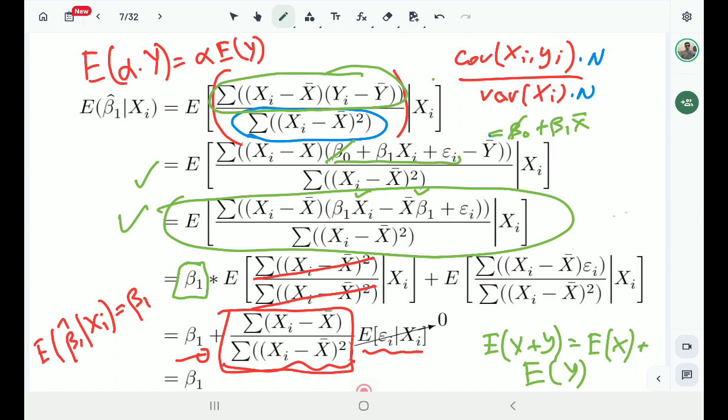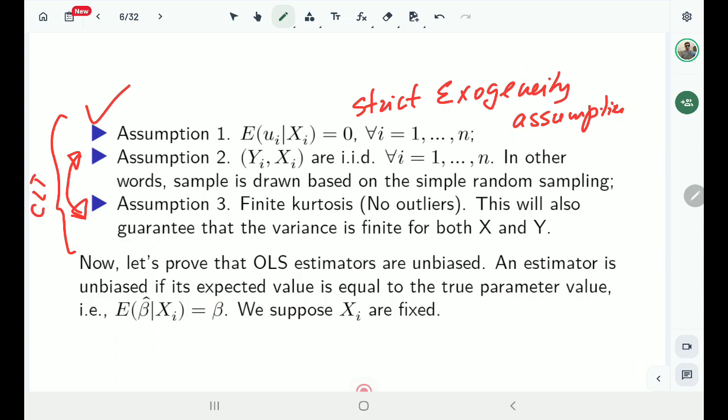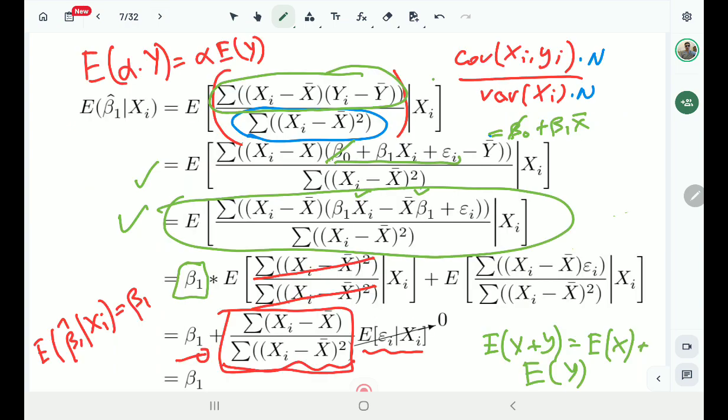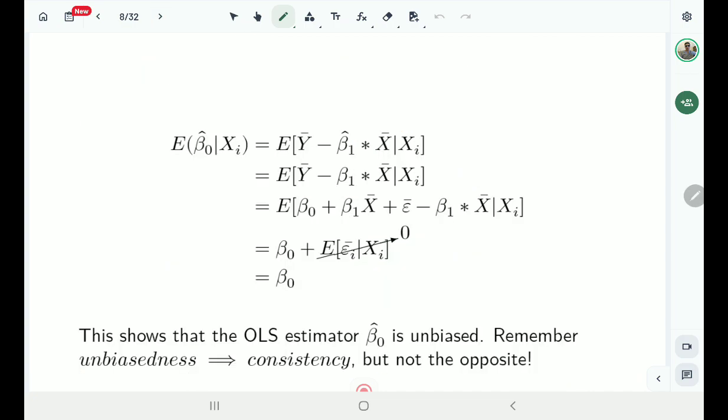Okay, and the third assumption here, the second assumption actually, the iid assumption, is important because you cannot get this guy here if you don't do simple random sampling. It's not possible actually. So we need all those three assumptions for the unbiasedness of OLS estimators. The same goes for beta 0 hat, the intercept estimator.